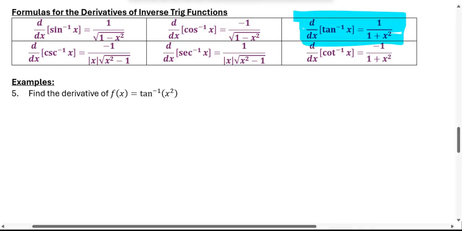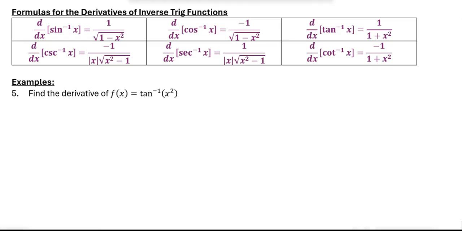We don't have to reprove it every time. You saw me laboring through those proofs. It's quite a bit of work. We're just going to use it. So f prime of x, let's just use the formula for tan inverse. It's 1 over 1 plus x squared.